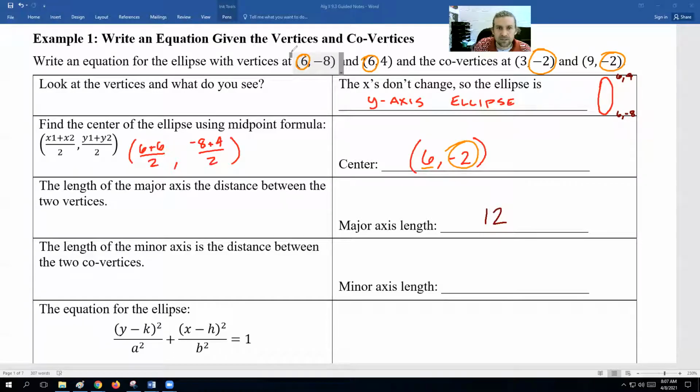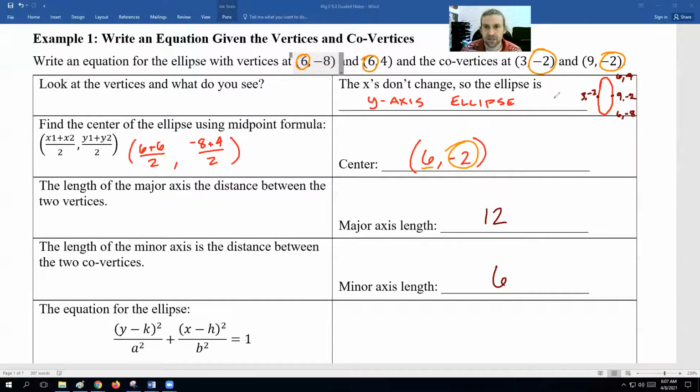Next we need to find the length of the minor axis, the distance between the co-vertices. We have the points (3, -2) and (9, -2). What's the distance between those? That is a distance of 6.